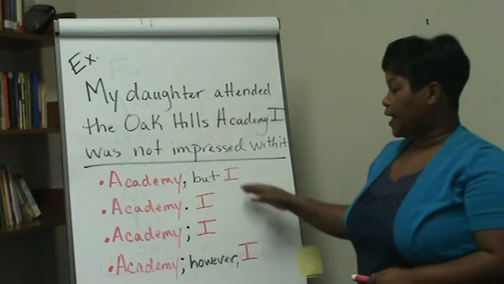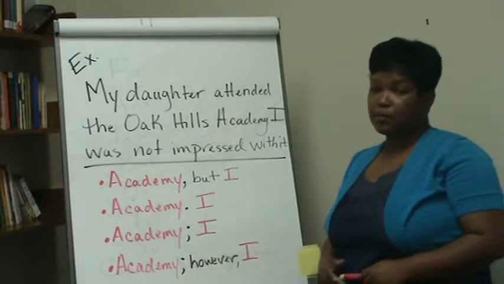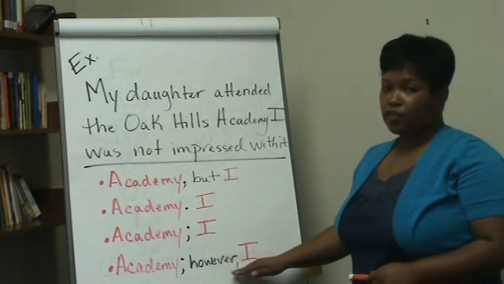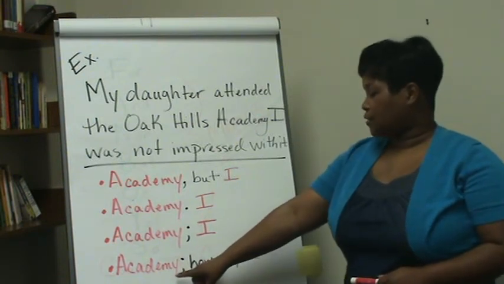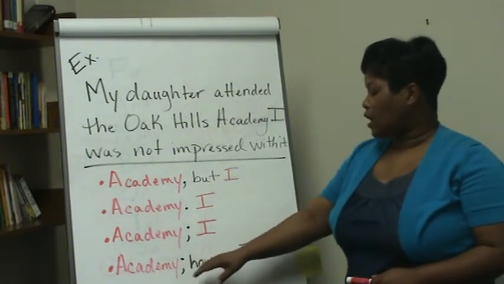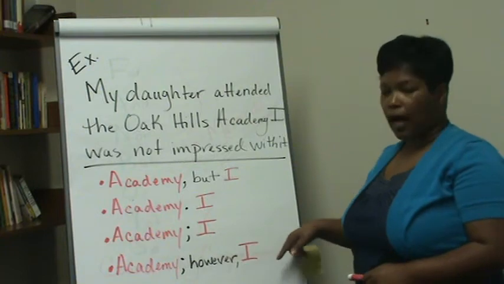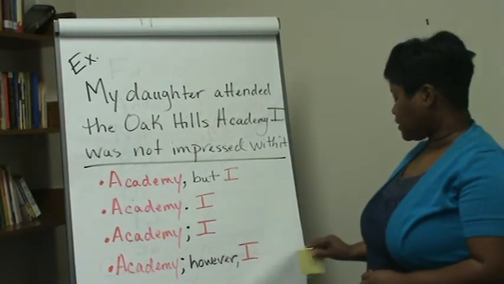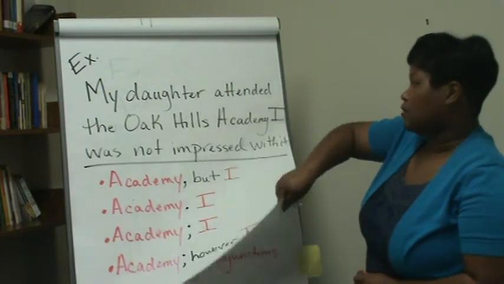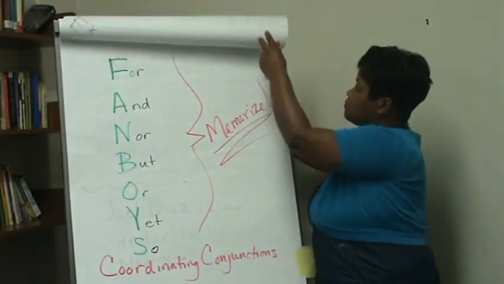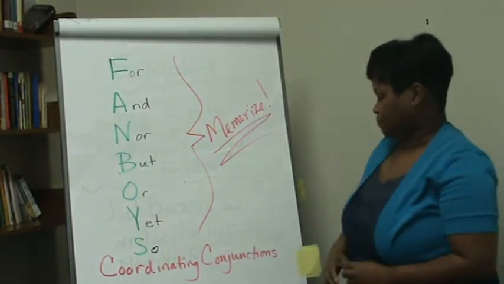And then finally, having the same option with the semicolon and adding a transitional word. My daughter attended the Oak Hills Academy, semicolon. However, comma, I was not impressed with it. So let's take a look at those individually using our examples. The fanboys.